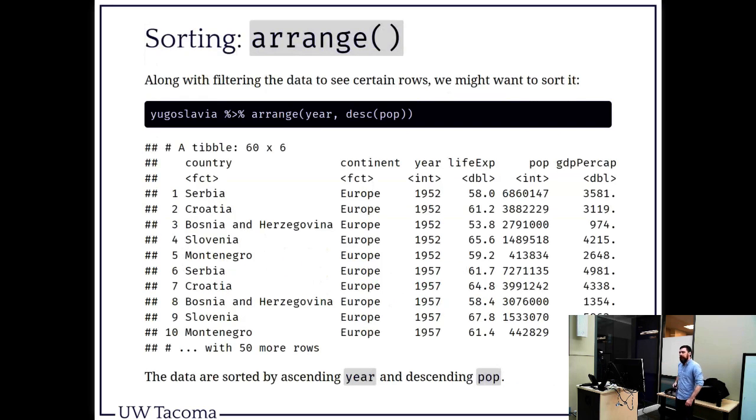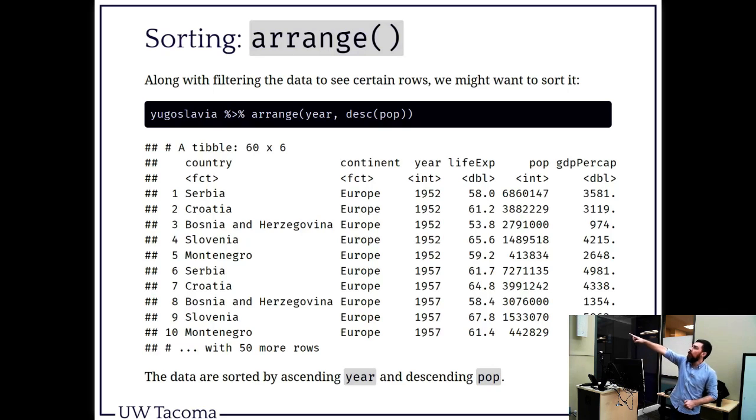Okay, so often we want to sort our data. Just for displaying it and looking at our data, we want to sort it in some way. In dplyr, there's a function called arrange, and arrange can take any number of arguments, and those arguments are variables. In this case, I'm saying I want to get the Yugoslavia data I created in the last slide. I want to arrange them ascending by year and descending by population. So it's going to order them first by the year in increasing order. Then within each year, it's going to make them descending by population.